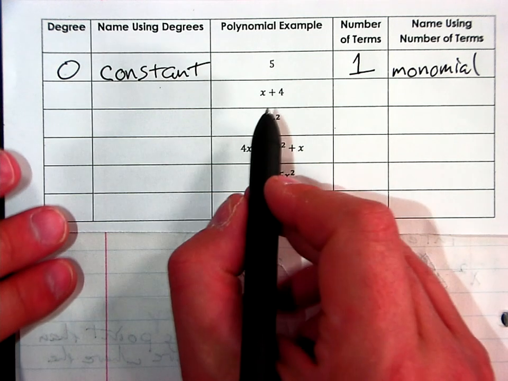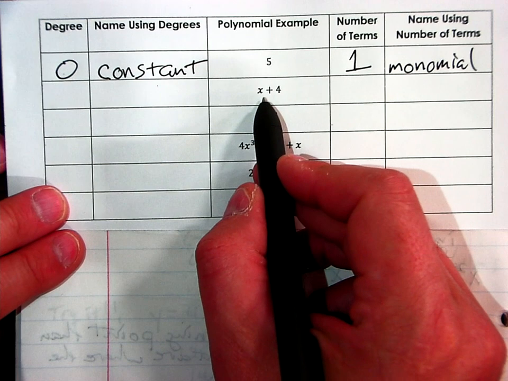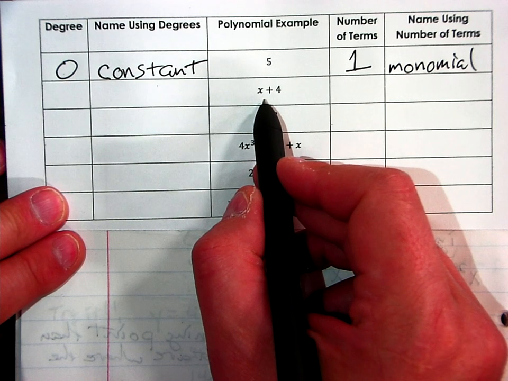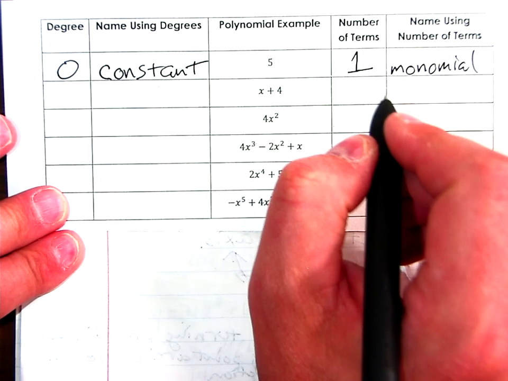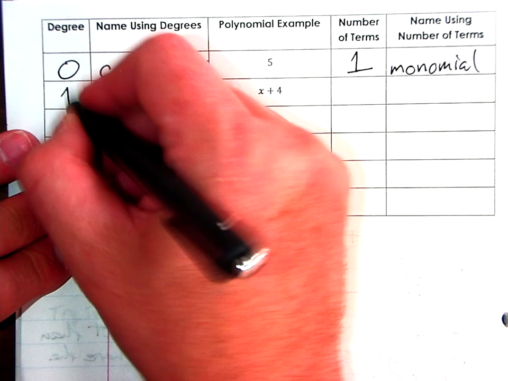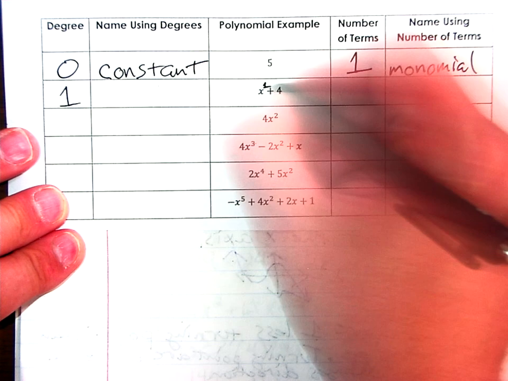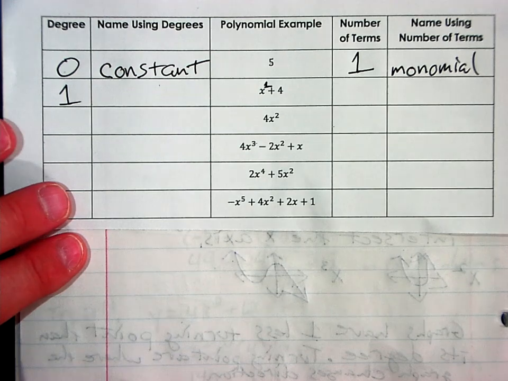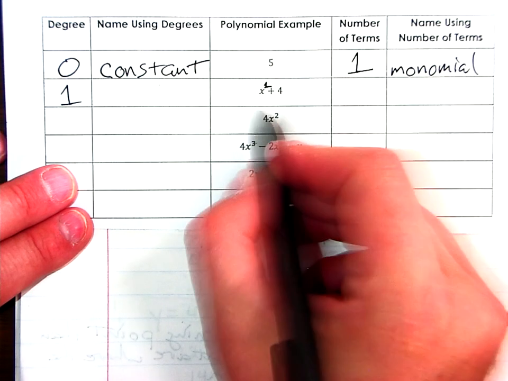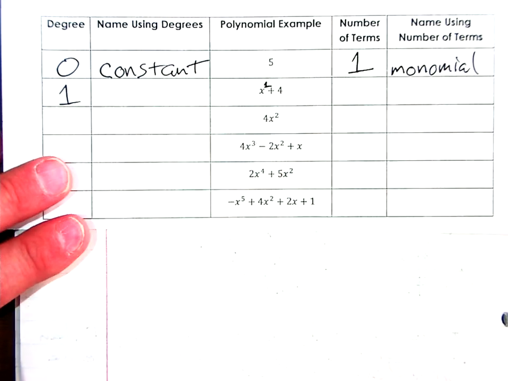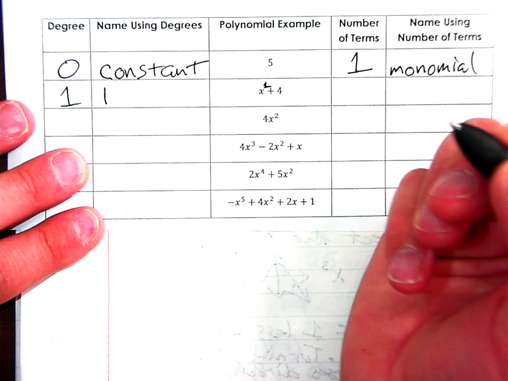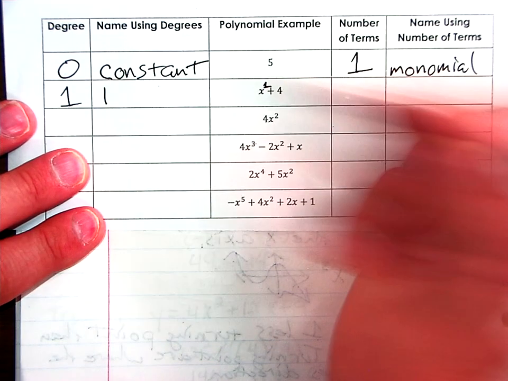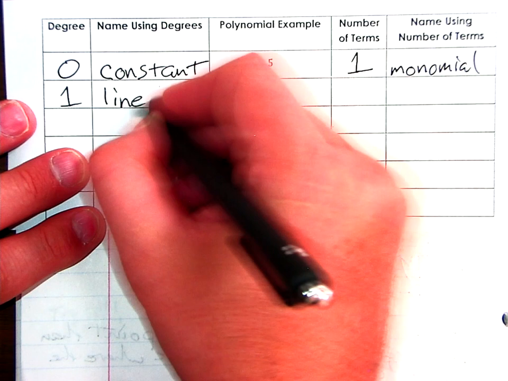All right, what is my degree? What's my exponent above the x? 0. No? 1. Anything raised to the 0 power is 1. So it is 1. My degree is 1. If I was to graph this, what shape would it be? A straight line starting at 4. Well, it crosses at 4. You are correct. So this is a linear graph.